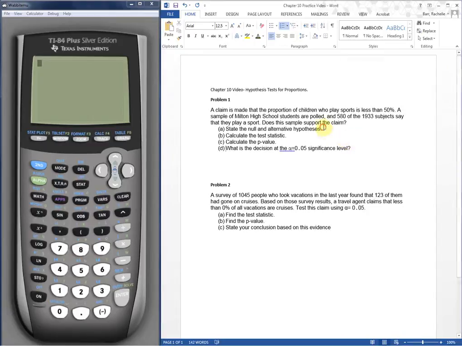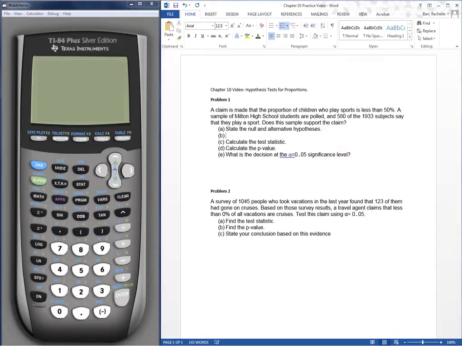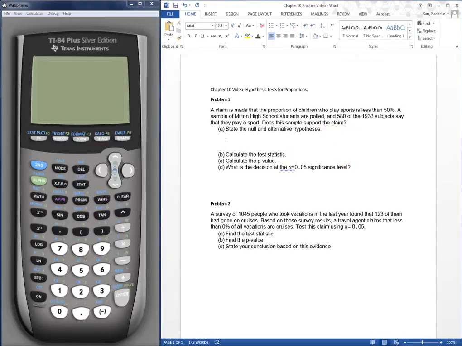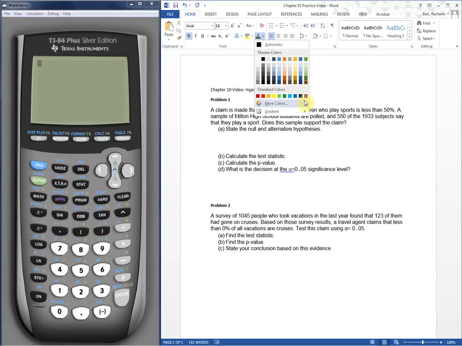So we need to first state our null and alternative hypotheses, because if you remember, if your hypotheses are incorrect, the rest of this test will go very badly. So we need to make sure that we, let's make this purple for fun, have these correct.